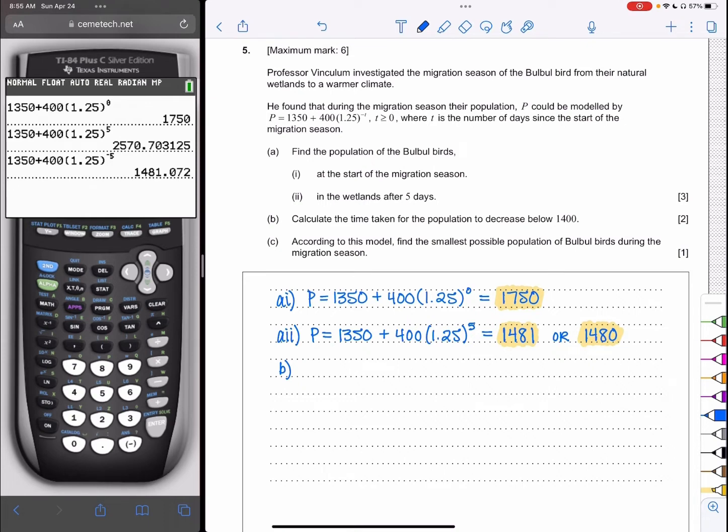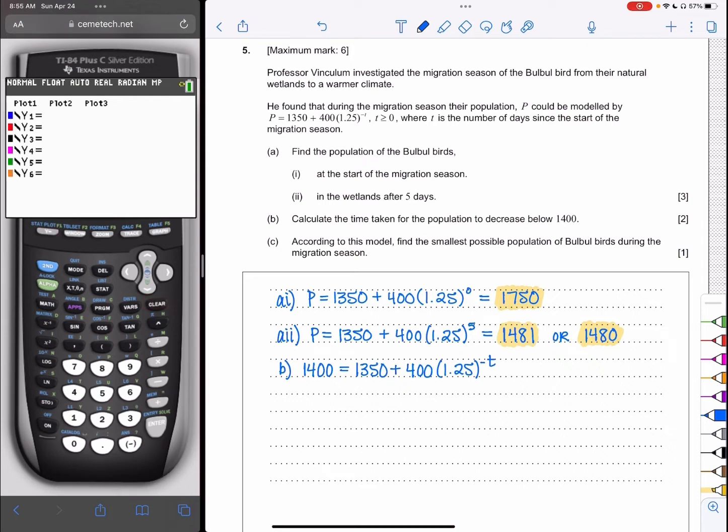So here we're going to say that we want 1400 equal to 1350 plus 400 times 1.25. We don't know what t is, so that's still going to be negative t. So once we do that, we can go to y equals. We can put our left side of our equation in y1 and put the right side of our equation in y2. Once we do that, we are going to graph it, and we may have to adjust our windows, we may not. And instead of negative t, I'm going to use the negative x there.